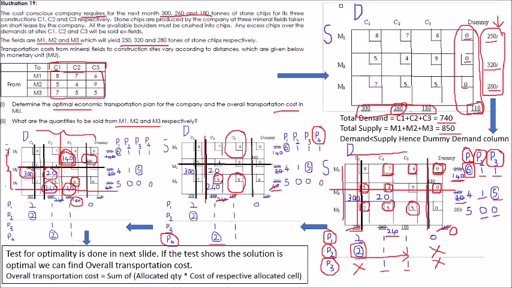Now we are checking how many allocations we have done. In this problem we have done 6 allocations. The number of rows plus number of columns minus 1, which is m plus n minus 1, is 3 plus 4 minus 1, which is 6. So we have done 6 allocations. Our solution is feasible, but we don't know if it is optimal. So we are going to check if it is optimal.